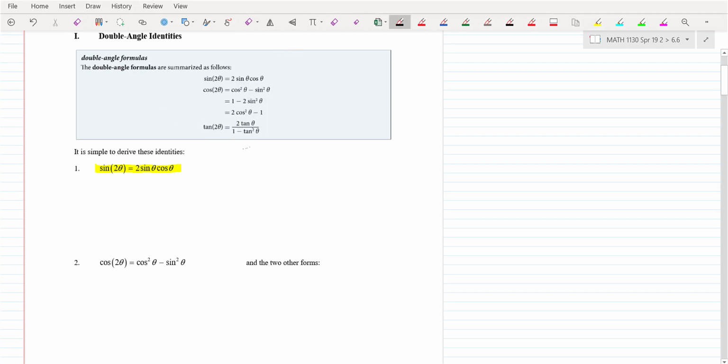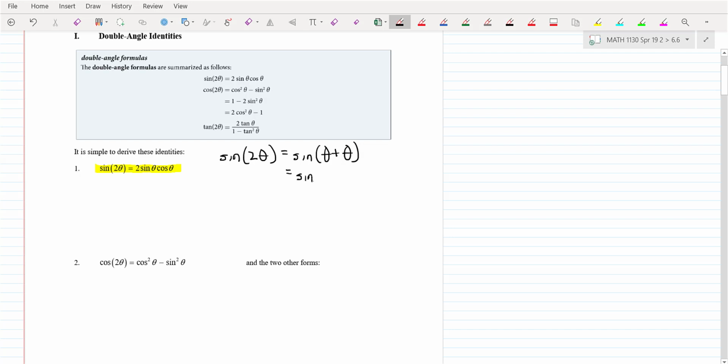It's real simple. What you do is you write the sine of 2 theta. You just write it as sine of theta plus theta. Okay, you got to remember to do this though. Well, I just taught you the sine sum identity. So that's exactly what we're going to do, is just pull out that sum identity from the last section. And it goes like this. You just go like this.